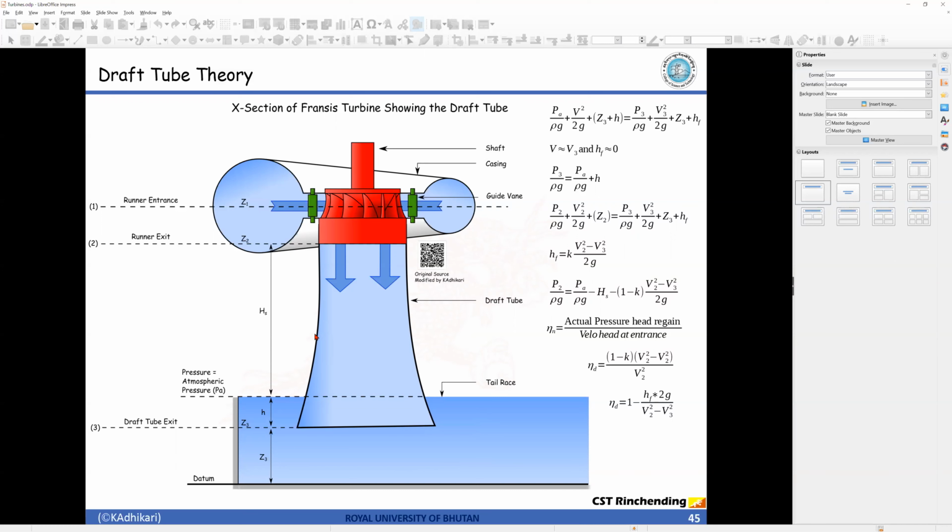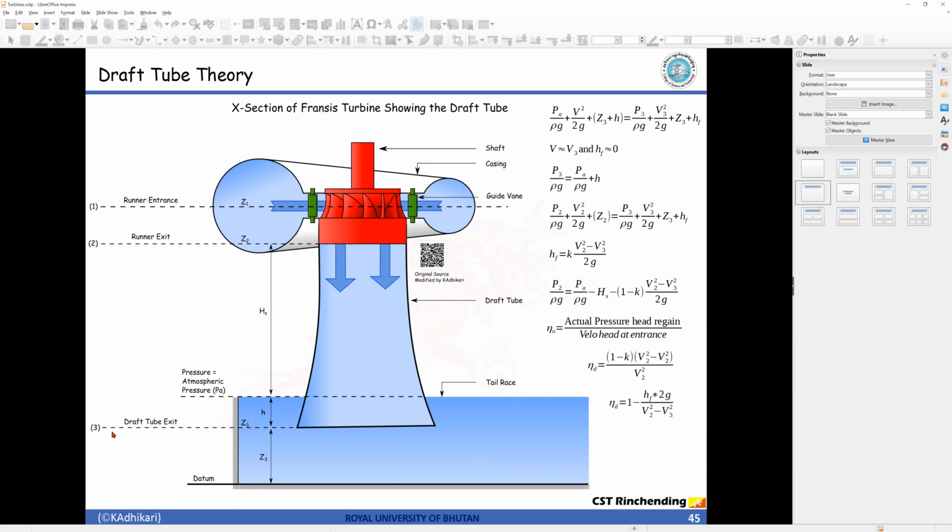Let's consider the water inlet section to the turbine as section 1, and the outlet section as section 2, which is situated at level Z2, and the entrance, let's say, is at level Z1. Z1 and Z2 are the reduced levels or the heights from the datum. And the last one is the exit of the draft tube.